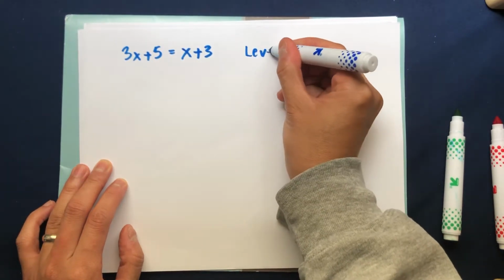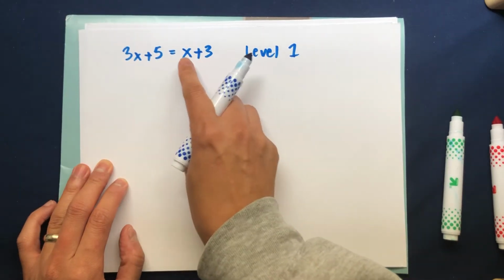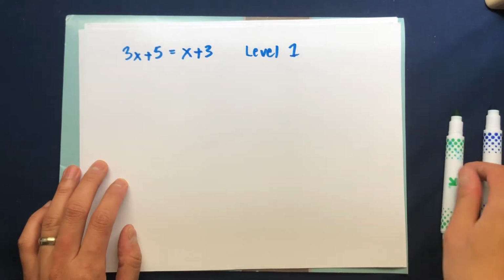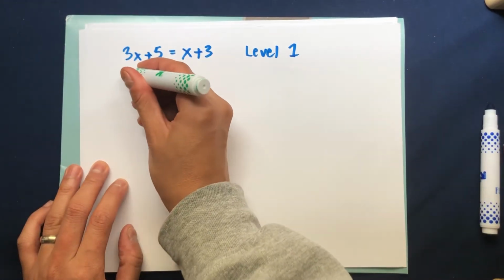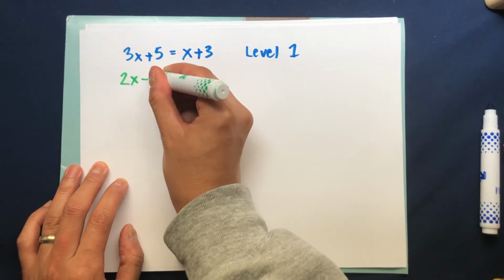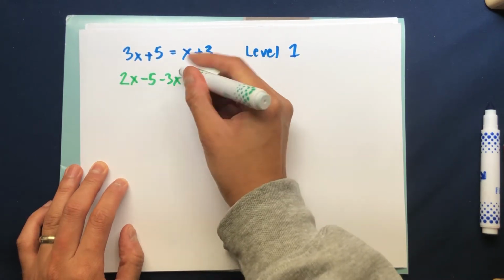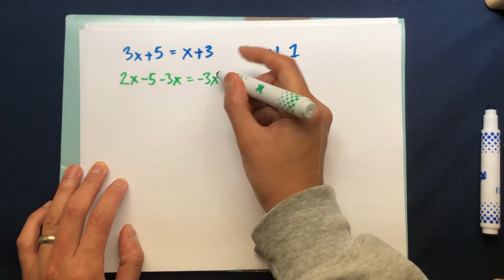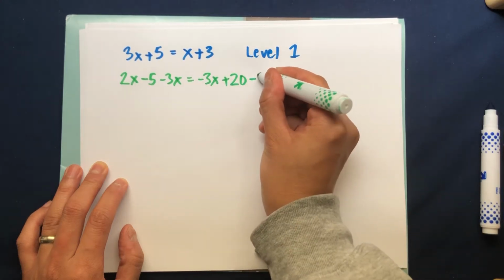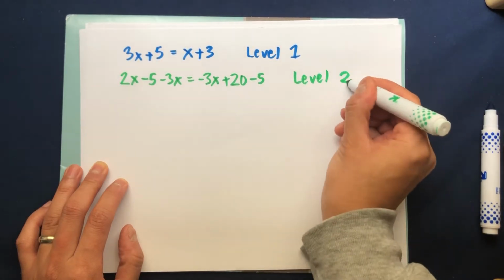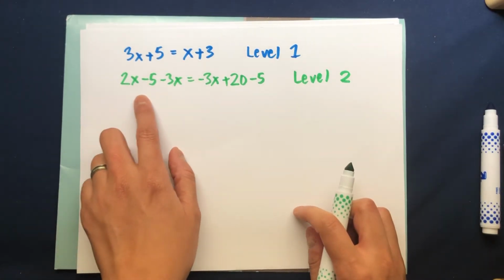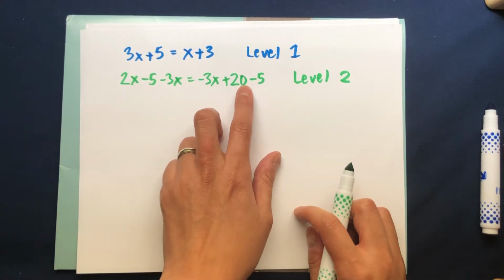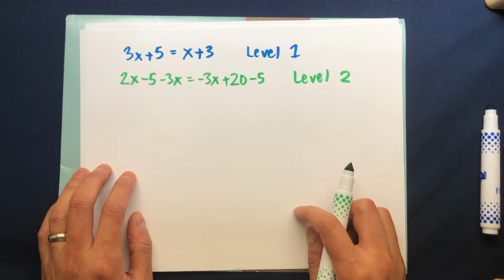This is considered level 1 because it has x's and numbers on both sides, so variables and numbers on both sides of the equation. Last week, we saw an equation that is level 2, and it looks something like this. 2x minus 5 minus 3x equals negative 3x plus 20 minus 5. This is considered a level 2 equation because we need to combine like terms first, in this case the 2x and the negative 3x, and the 20 and then the minus 5, before we can solve the problem.